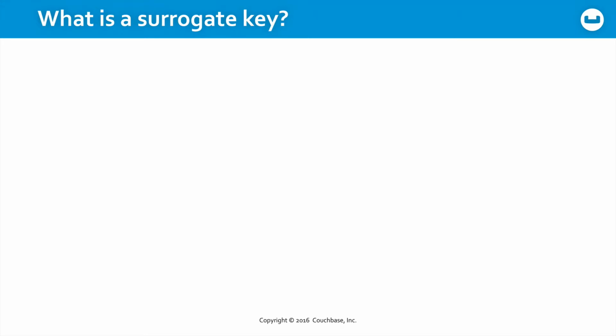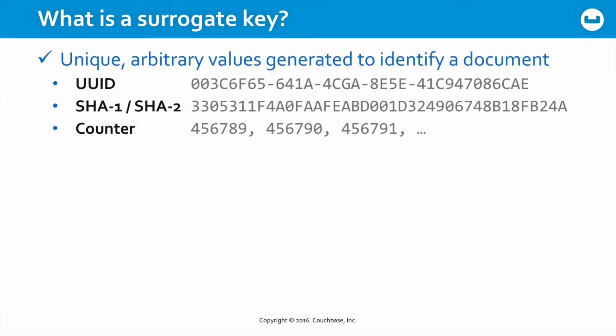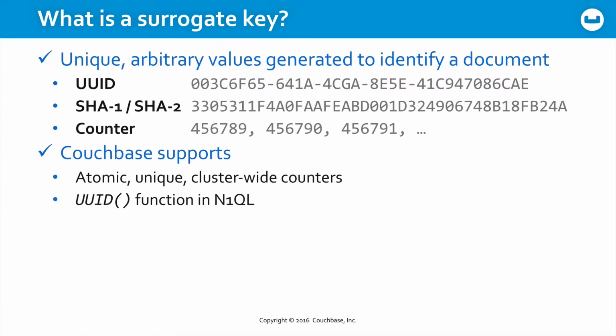So what then, by alternative, is a surrogate key? Well, surrogate keys are any unique arbitrary value that you generate as part of your system as a document identifier. Couchbase supports atomic, unique, cluster-wide counters if you need to have sequential numbers associated with your documents as part of the document ID. Also, there's a UUID function available in N1QL if you're creating new documents using the insert statement provided in that language. Of course, your own programming environment will have other ways of generating unique values as well, and you can pass those through the Couchbase SDK as part of document creation.